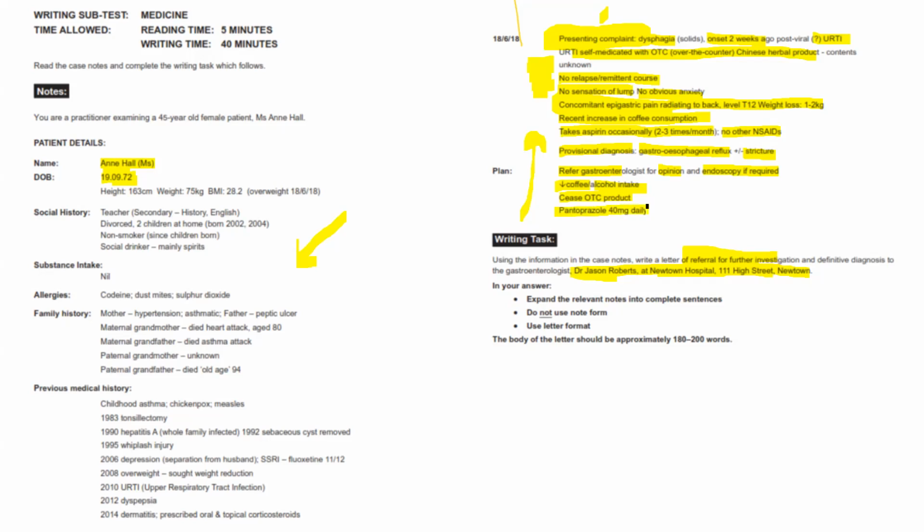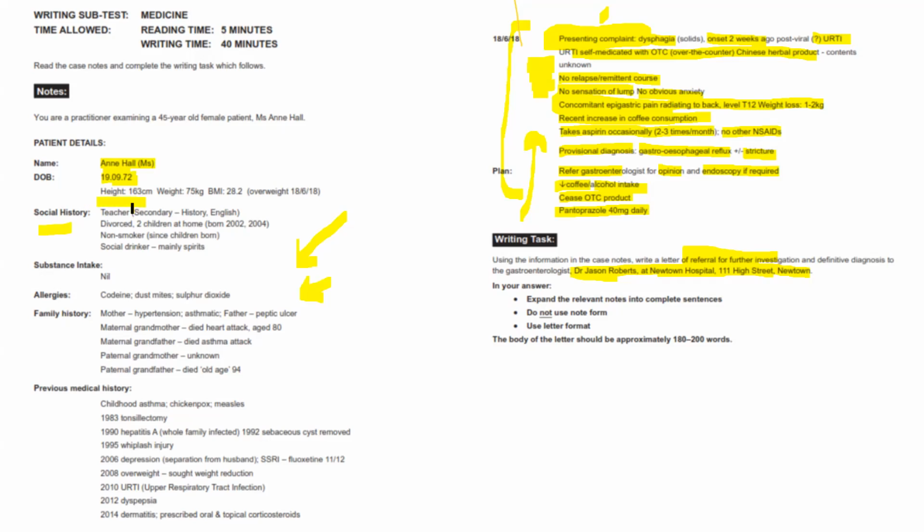and prescribe pantoprazole 40 milligram daily. Okay. So by this information, it's very easy to know your patient's case and what you will have to do right now. Okay. So start with social history, please.